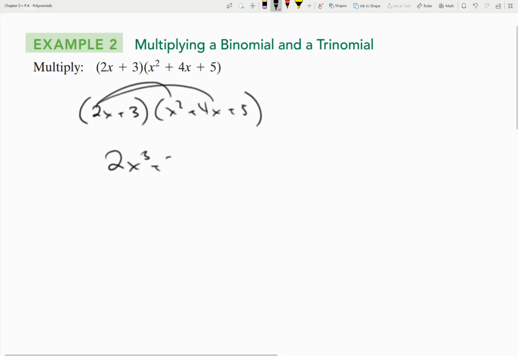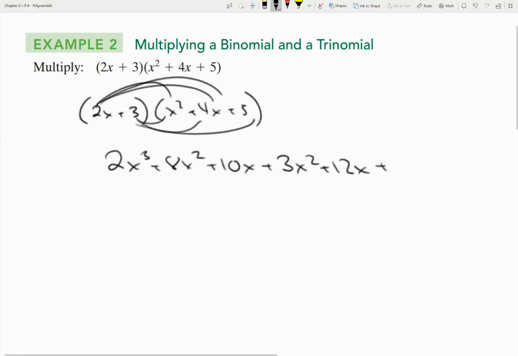Then 8x squared, then 10x. Now we do the 3. So that's 3x squared plus 12x, and finally my constant term is 15.